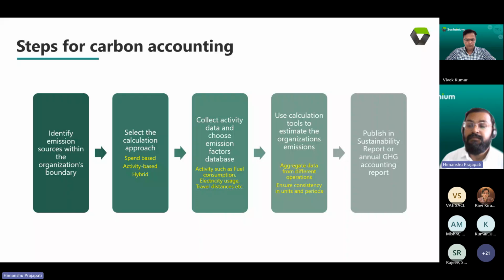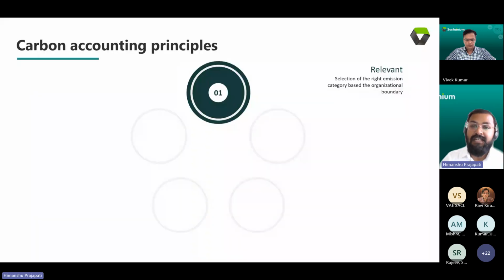So this is what we discussed in the first presentation, and this is what the usual carbon accounting process would be. You can notice that the emission factor database has got a very important place over here, and that is important in the entire journey. It's a very important milestone, choosing the right emission factor database or choosing the right emission factor itself within the database. So we'll talk about that as well. Quickly touching on the various carbon accounting principles, which are very important. First is relevance.